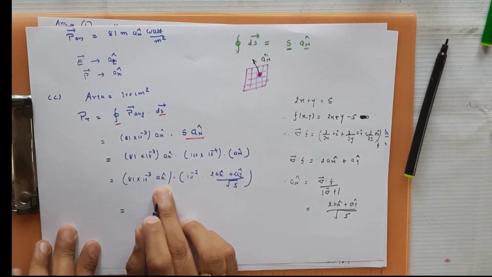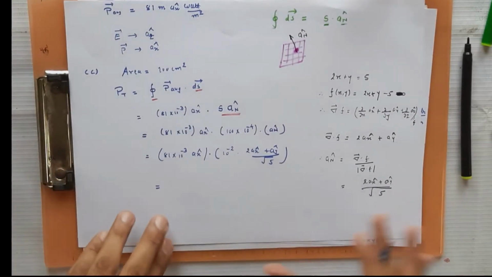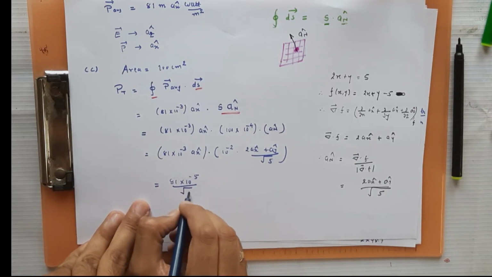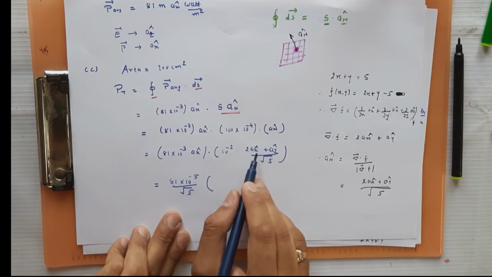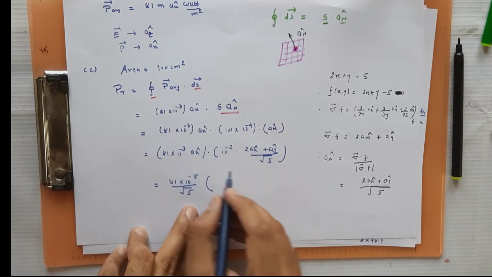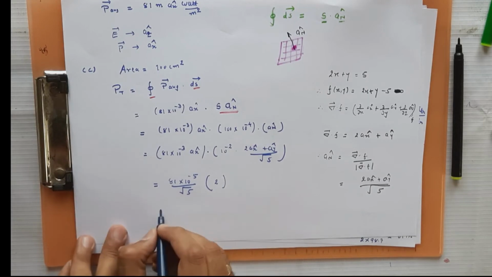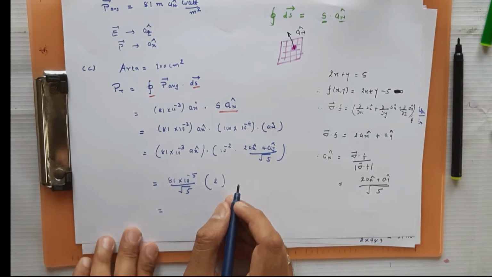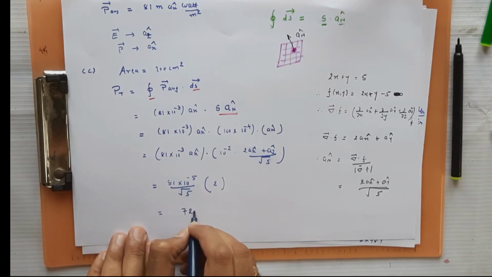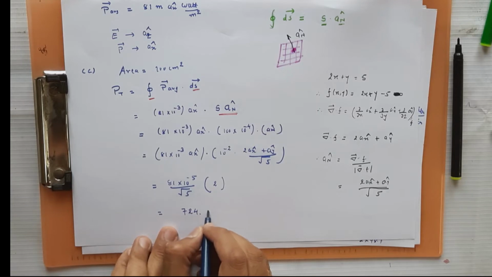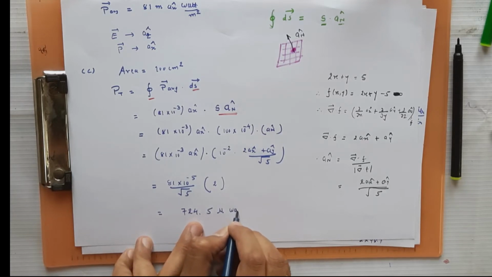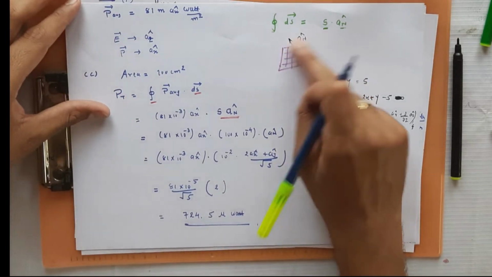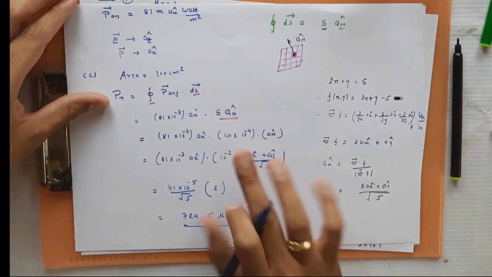Okay, now it's a dot product. First of all we have to take all the scalar quantities. So 81 into 10 raised to minus 5 divided by root 5. Now ax dot ax is 1, ax dot ay is 0, so only 2ax dot ax remains. Okay, so if you do some calculation, we will get the answer 724.5 microwatt. So this one is the total power which is passing through the given surface area of 100 centimeters square.